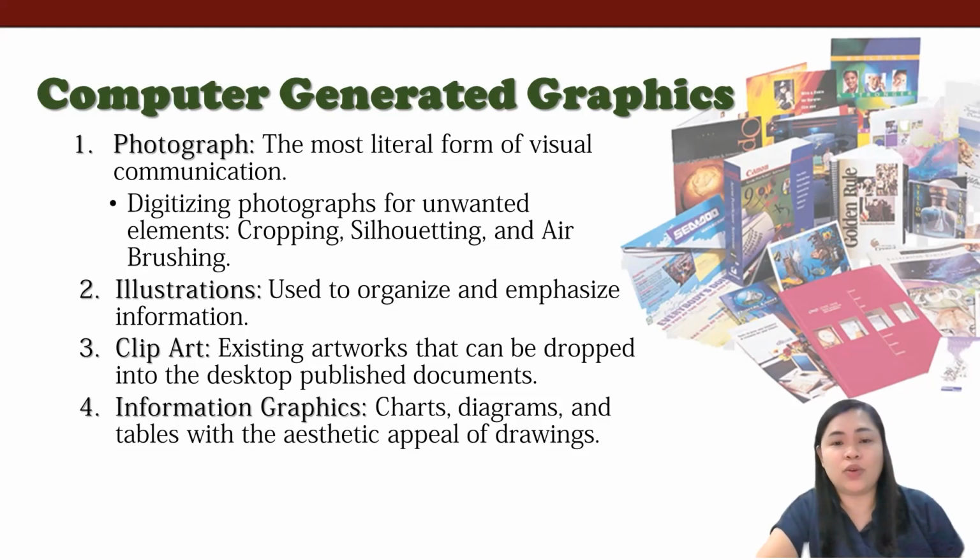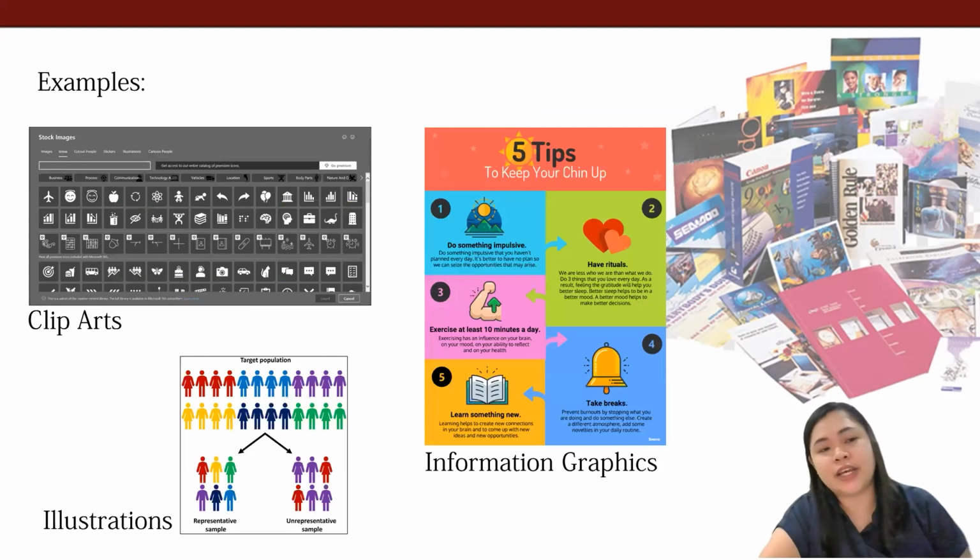Aside from photograph, we also have illustration. It is used to organize and emphasize information. We also have clip art. These are existing artworks that can be dropped into desktop published documents easily. And for infographics, we have charts, diagrams, and tables with the aesthetic appeal of drawings. So here are the examples. We have the clip art. In the latest version of Microsoft Office, it is now called stock images instead of clip art, but it basically is the same. At the bottom, we have the illustrations. And next we have the information graphics. So we see the difference.